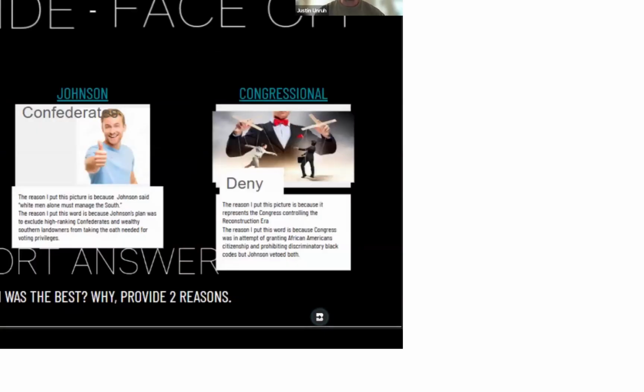This one was a three-way thin slide face-off. So we had the Reconstruction plans after the Civil War. We did one on Lincoln's plan, Johnson's plan, and a congressional Reconstruction. And then on short answer, I had them answer which plan was the best. Why? Provide 2 reasons. So literally I had 3 people in a group. They all had to teach each other about the plan that they had talked about. And then they had to decide together which one's the best plan and defend that.